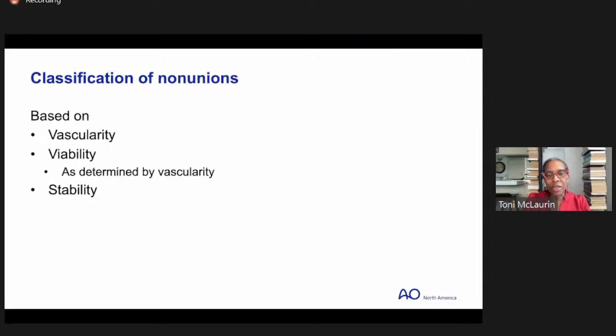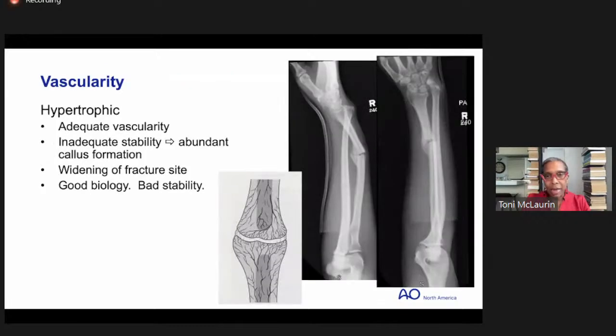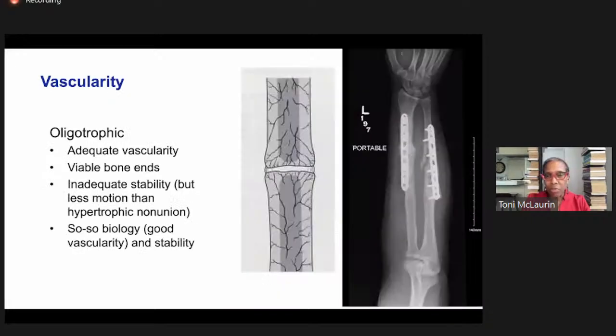And then when you classify the non-unions, you have to recognize what it is based on its vascularity, viability, which is determined by the vascularity, and its stability. And we're all familiar with this, the hypertrophic non-union or the elephant's foot. This is an issue of good biology, but bad stability. So you need to do something about that.